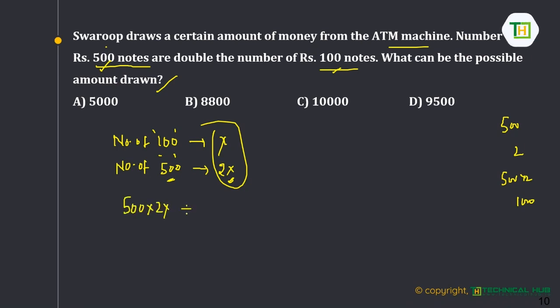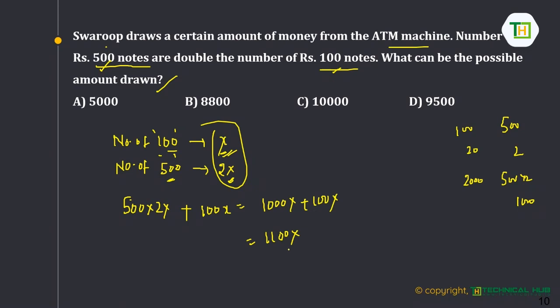Plus, similarly, I have x notes of 100 rupees. Then what is the amount? Suppose you have 20 notes of 100 rupees, then the amount is 100 into 20, directly 2000 rupees. Here x notes are there, so the amount is 100 into x. So 500 into 2 is 1000, that means 1000x plus 100x, which is equal to 1100x.